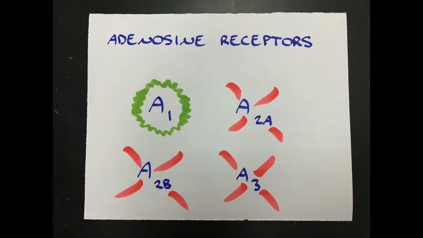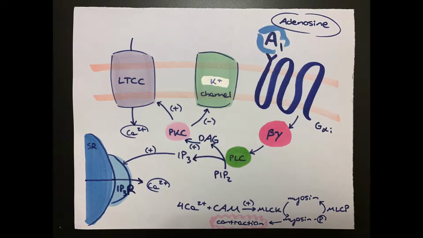Adenosine can bind to 4 different receptors, A1, A2A, A2B, and A3. In this lab, we observe the effects of adenosine binding to A1 receptors. When adenosine binds to A1 receptors in the arterioles, the GI pathway is activated, and beta-gamma subunits are released from G-alpha-I. These beta-gamma subunits activate the enzyme phospholipase C, or PLC, which converts PIP2 to IP3 and DAG.